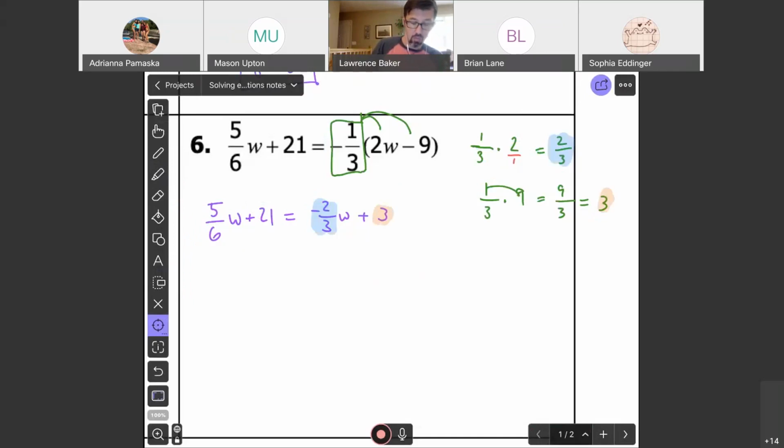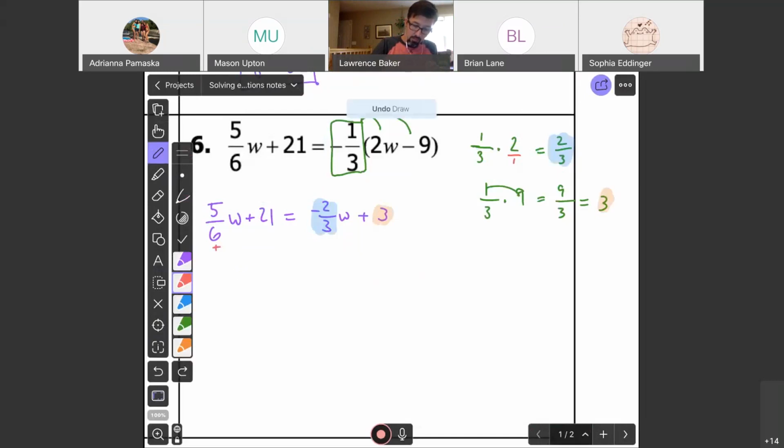And now, just like we were talking about on the last problem, we got variables on both sides. So let's get those W's in the same place. Just like Audrey said, we want to take the smaller of them and bring it over. So I'm going to add 2/3 W to this side. Since the variables go to the left, the constants need to go to the right. So I'm going to subtract 21. Subtract 21. That cancels, that cancels.